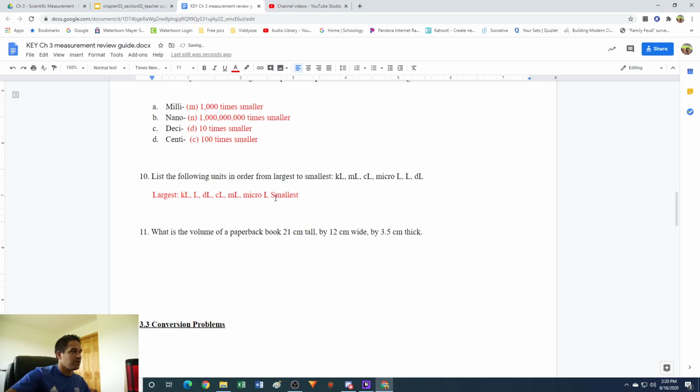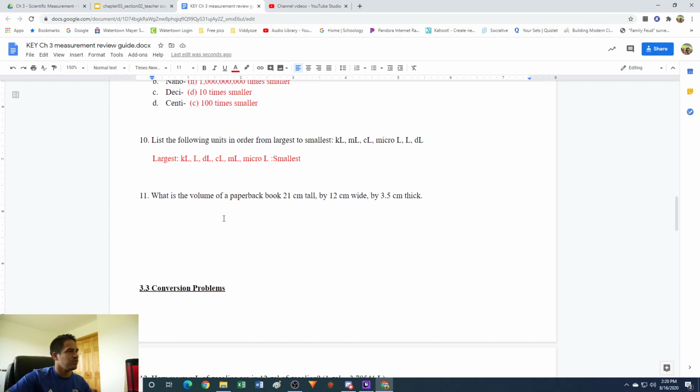Okay, so just to make sure that we know, largest is kiloliter, smallest is microliter, and all the ones in between. Okay, and again, this is just using the prefixes for the metric system, which again, you can find in the chart in chapter 3.2.